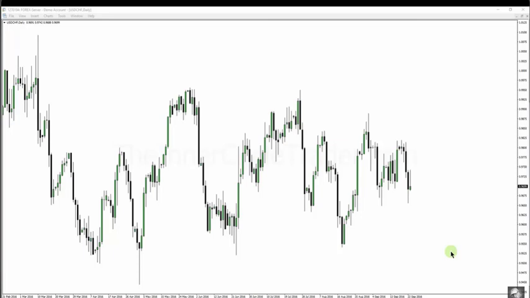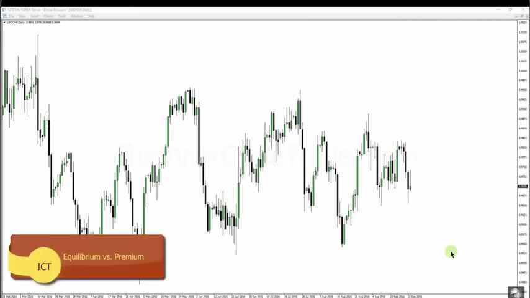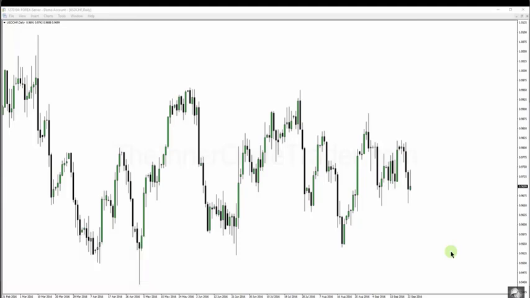The previous tutorial in session 4, we looked at equilibrium versus discount. This session, we're going to be looking at equilibrium versus premium. We went through a great deal of content in regards to discount versus equilibrium, so we won't have to spend so much time with this tutorial, because everything we're selling here is basically diametrically opposed to what you would expect to see in the equilibrium versus discount teaching.